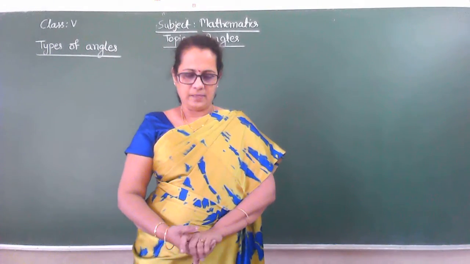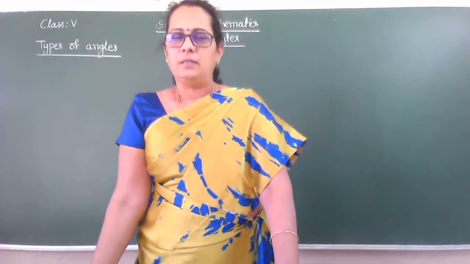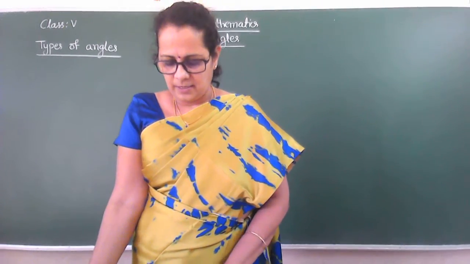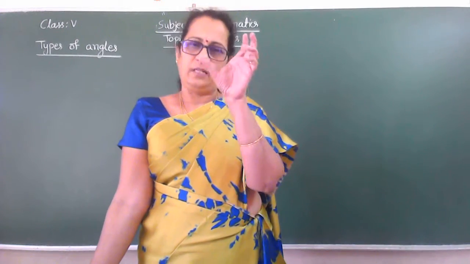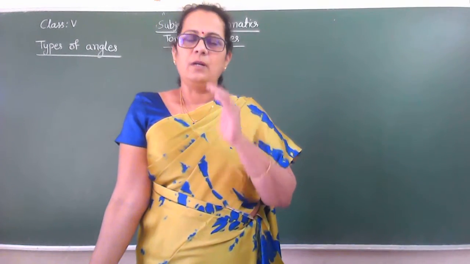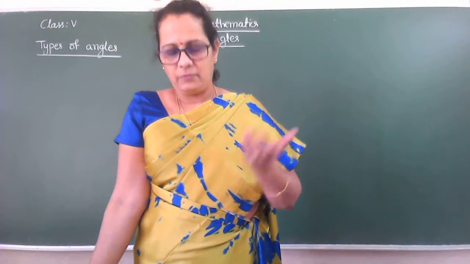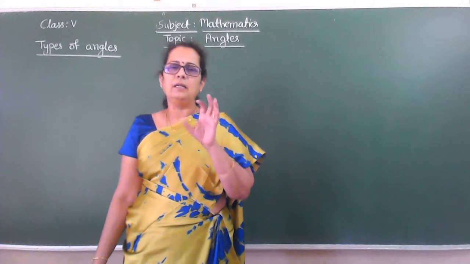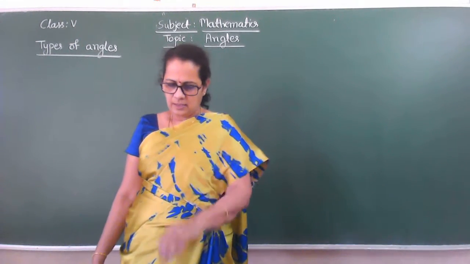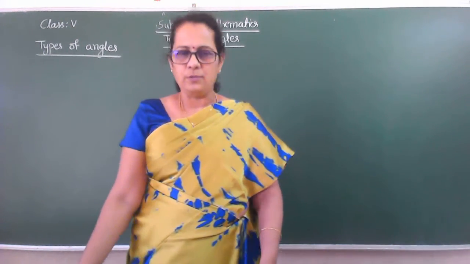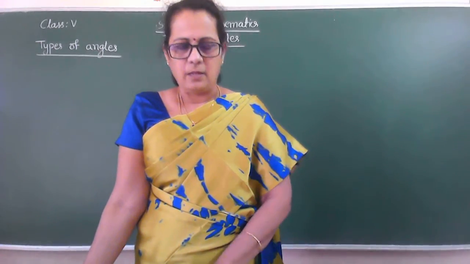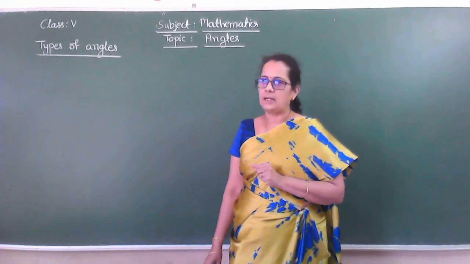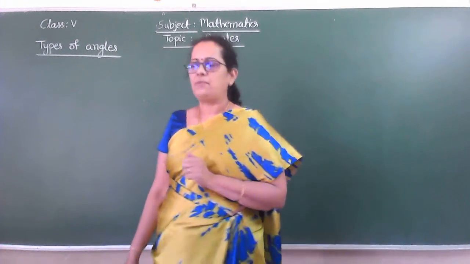Good morning, children. In the last session, we learnt the method of measuring a given angle using a protractor, isn't it? Keeping the protractor on a given angle, we found it is 30 degree, 40 degree, 50 degree like that. So we wrote the given angle in degrees. I think you know the use of protractor. Now, let us start the topic, that is types of angles. There are three types of angles.